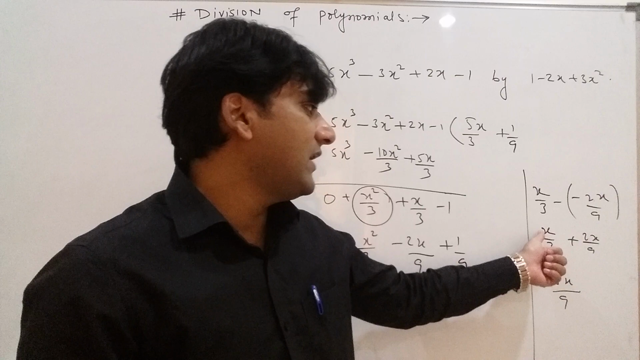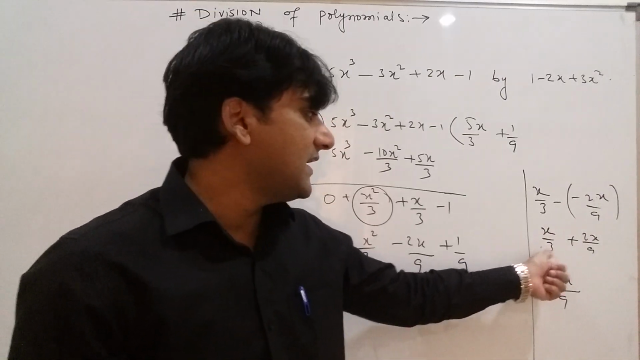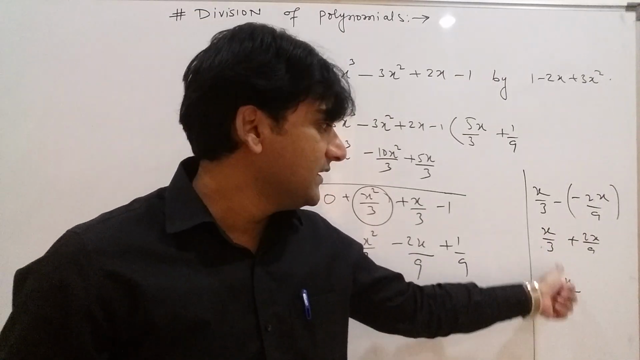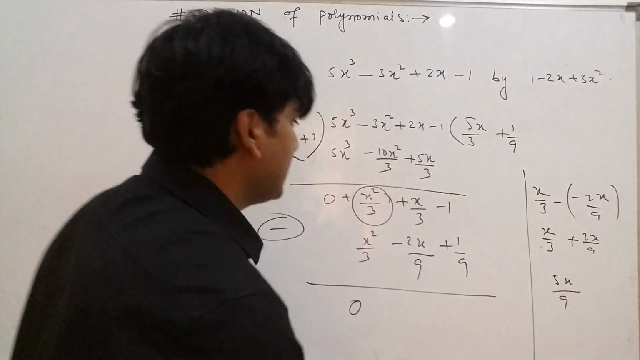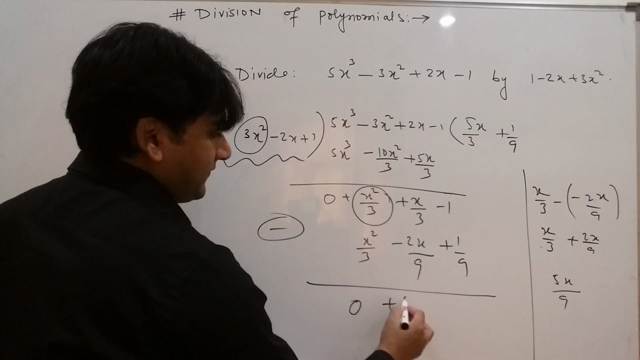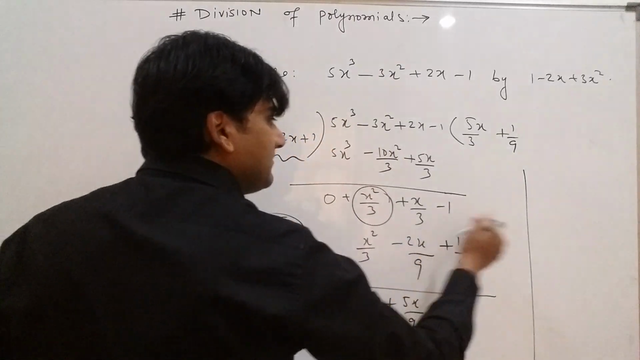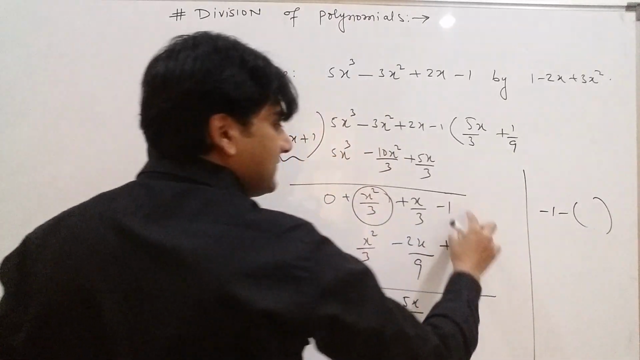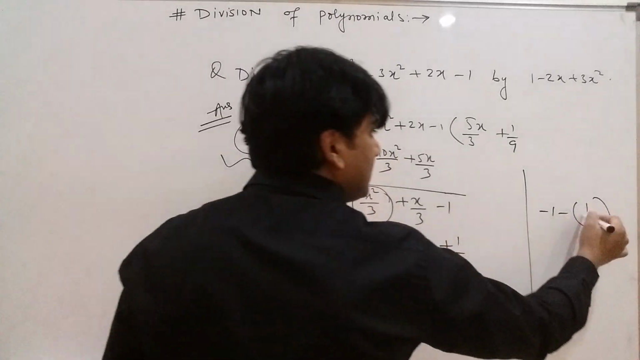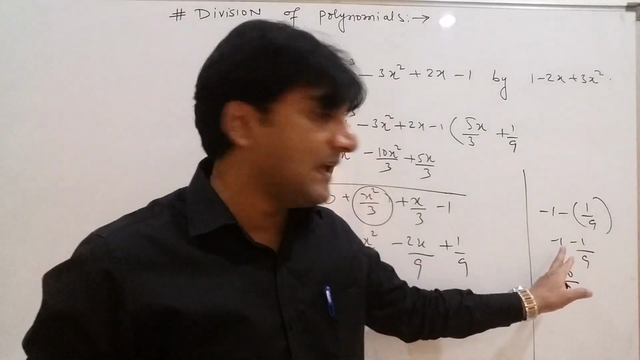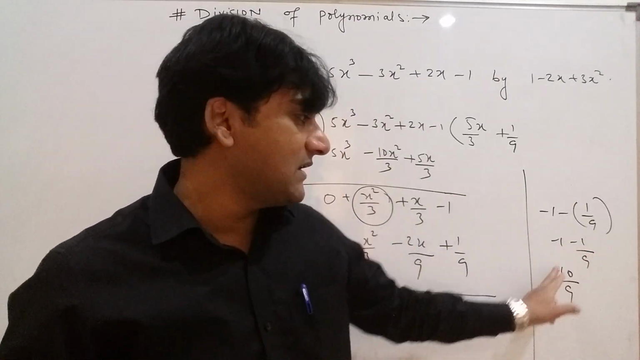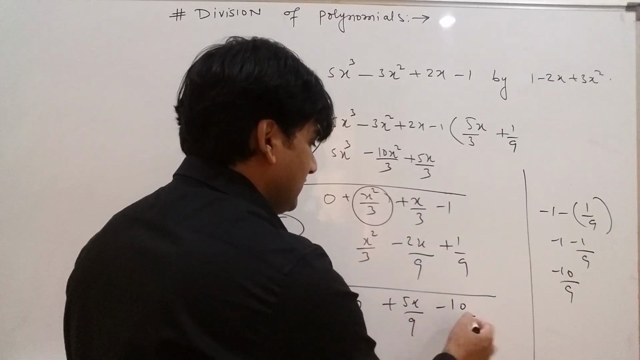And we know this is 5x over 9. Why? You can write 3x and over here 2x, and the denominator is 9 and 9. 3x plus 2x, 5x over 9. So I got here 5x over 9. And this is minus 1, then minus 1 over 9, so minus 1 over 9 minus 10 over 9. Minus 9 will multiply with this minus 1. So 9 times minus 1, minus 9, minus 1, minus 10 over 9. So I got minus 10 over 9.